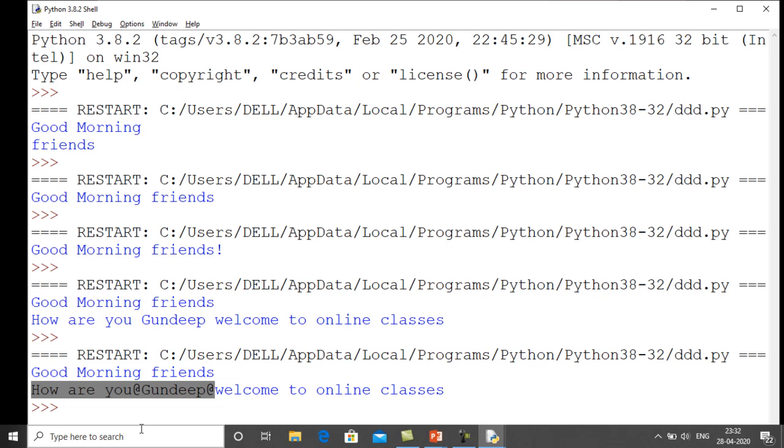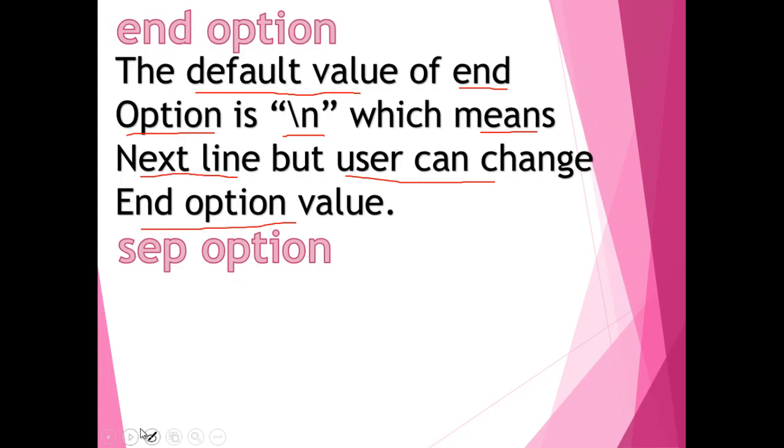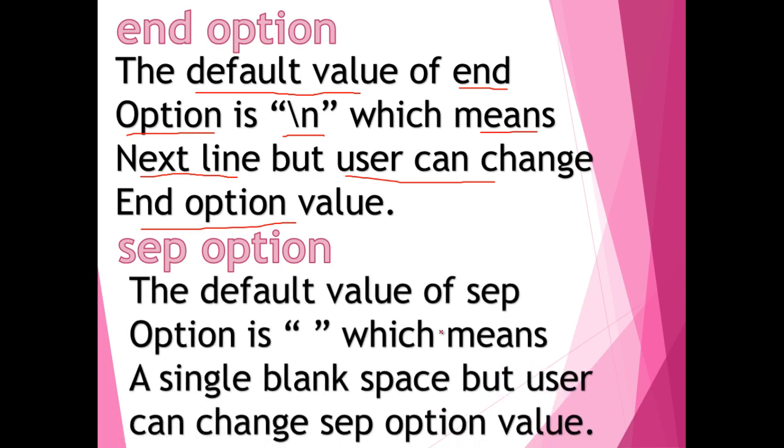Okay, so I hope you understand what the basic functionality of the end option and the sep option is, right? The default value of the sep option is a space, which means a single blank space. A single space is the default value of sep, but as I told you, the user can change the sep option value. So it's up to the user to change the value of the sep option also. These are the two options that are added with the print function.